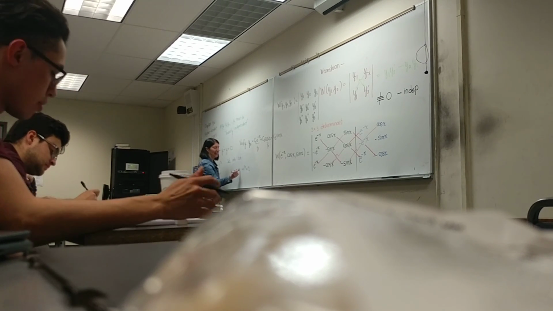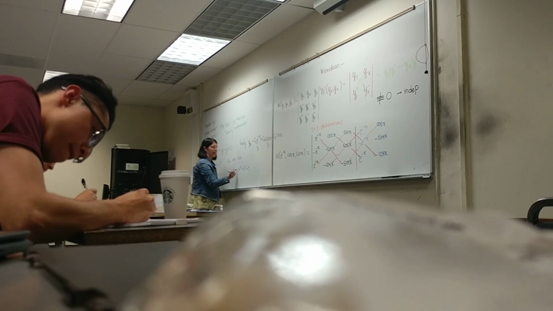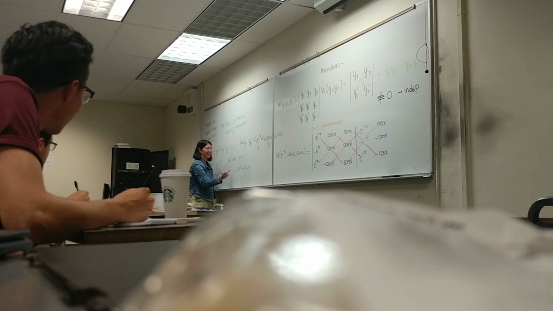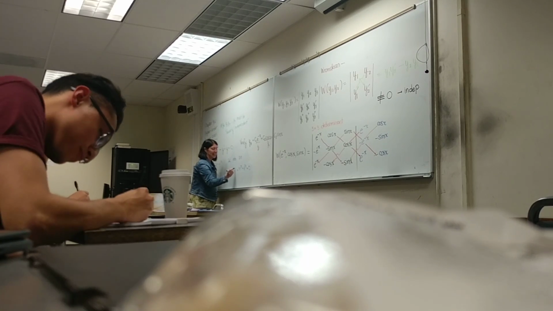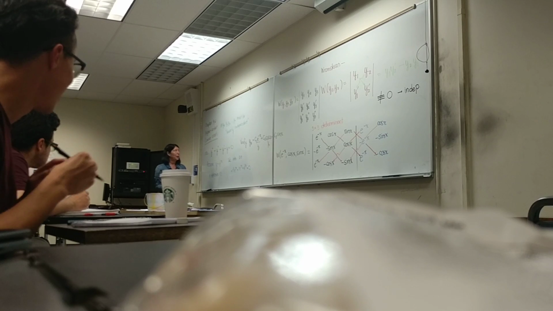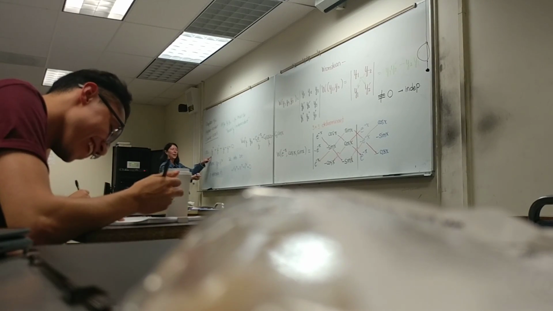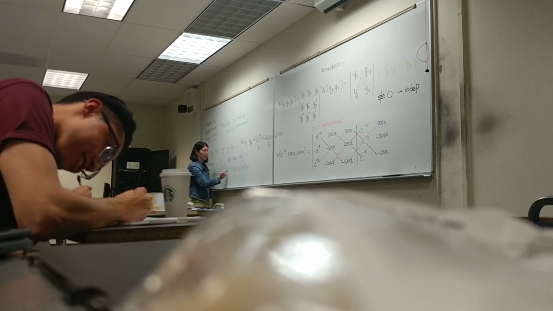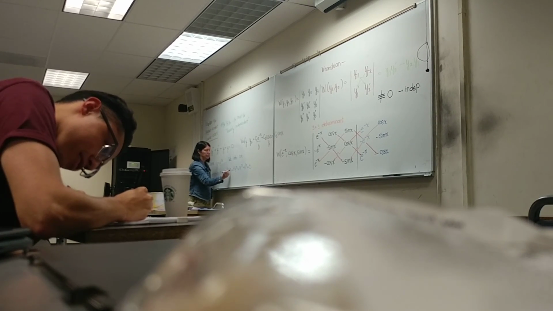What's the derivative of that? R squared e to the rx. And the next one? R cubed e to the rx.